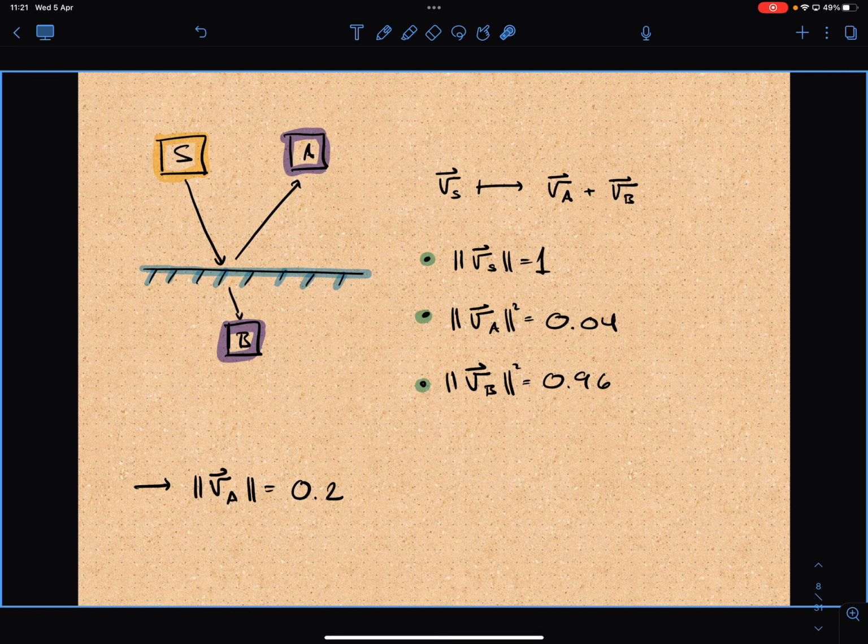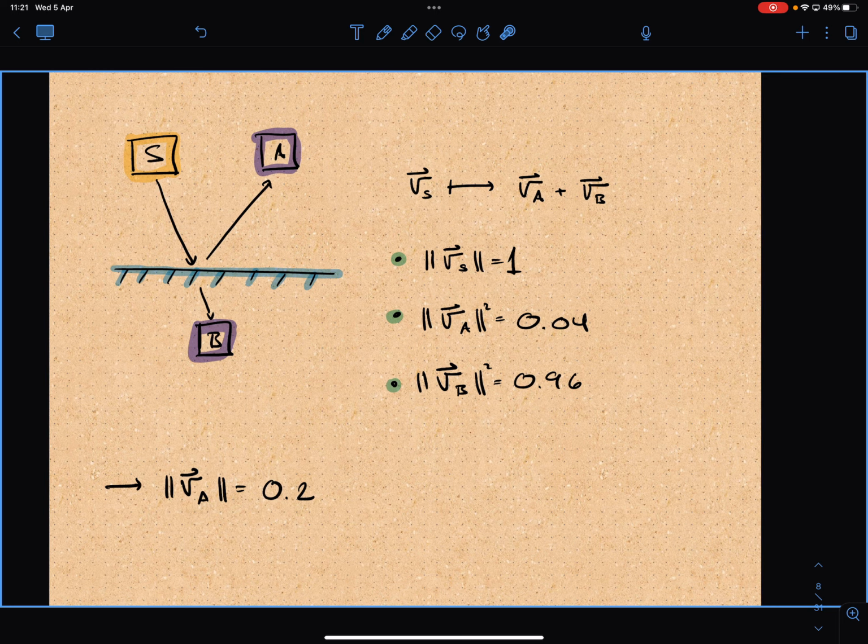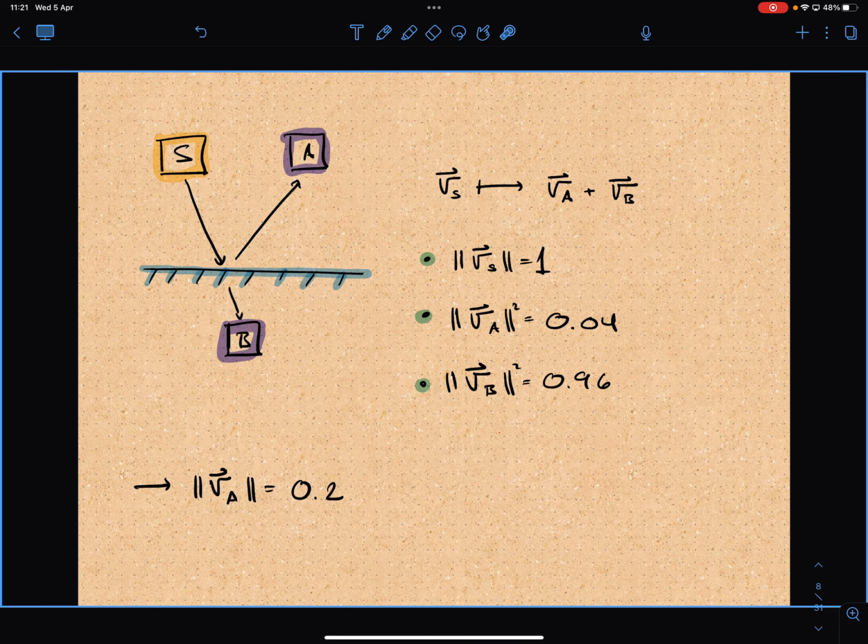What's that? Off the top of my head, I don't know. But that's not a perfect square, is it? No. So anyway, you have some that's going here. But what we care about is the light that goes into detector A. So far, so good? That's the idea. So that's the interpretation of the length of the vector.